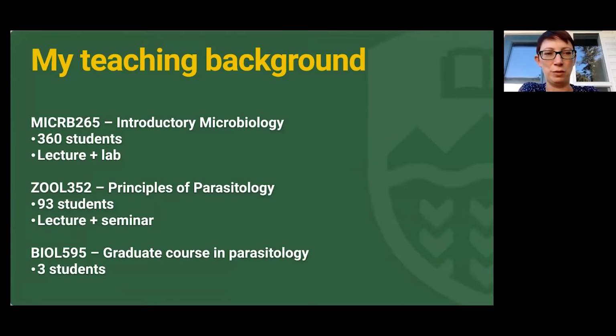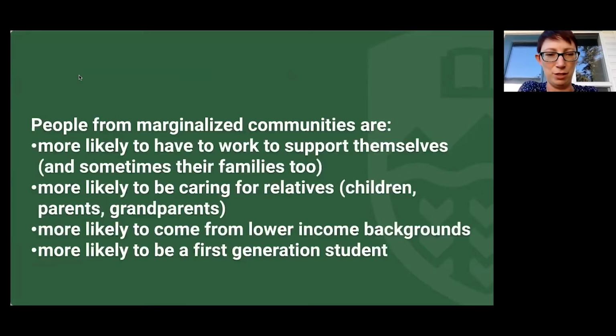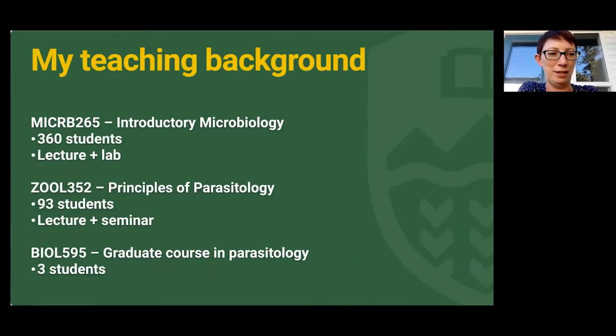So I teach Micro 265, which is introductory microbiology. That's 360 students. I teach or taught Zoology 352, which is 93 students. And I know it says principles of parasitology, but I know nothing about parasites, even having taught that course several times. And then I also teach a small graduate course. So that's where I'm coming from with regards to teaching.